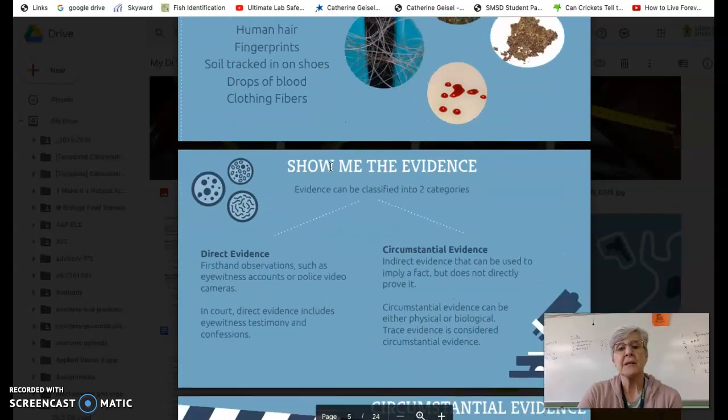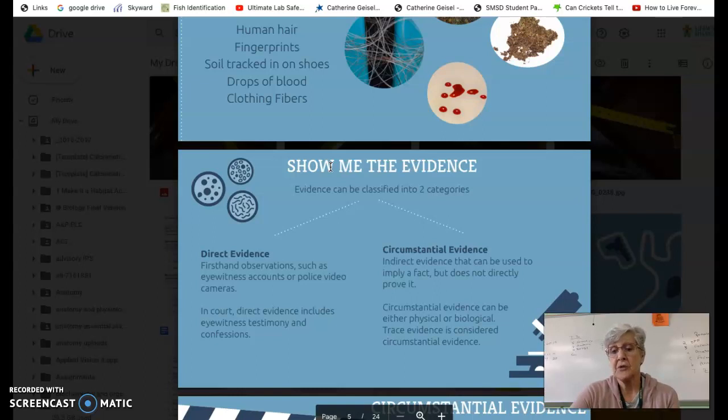So evidence can be classified into, and we kind of went through this, two categories: direct and indirect. Direct evidence was firsthand observation, eyewitnesses, police videos, or cameras. In court, direct evidence includes eyewitness testimonies and confessions.